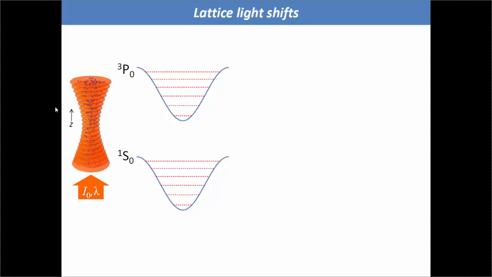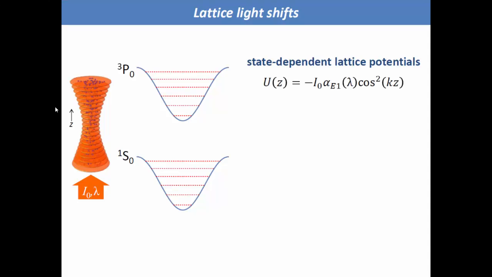So we have our optical lattice here, and this lattice provides a potential for our 2 clock states, a singlet S0, triplet P0. And to first approximation, this potential can be written in terms of the intensity of this lattice, the polarizabilities of the respective states, and then the spatial factor here that just corresponds to the intensity profile within this lattice. It's just a standing wave.